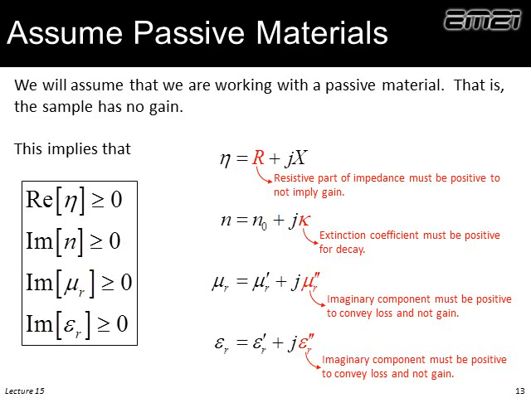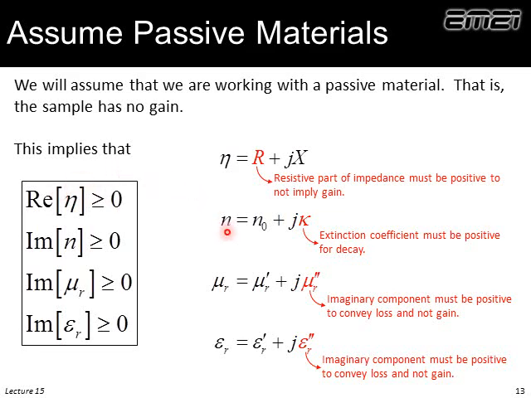So in order to resolve many things, we make an assumption now that our engineered material is passive. There's no gain in it. There's only loss. And there's a lot of things that implies that we can use to resolve signs of things. First of all, we look at impedance. Impedance is a resistance plus a reactance. Well, if we have a passive material, the resistance has to be positive. So the real part of impedance has to be greater than or equal to 0.